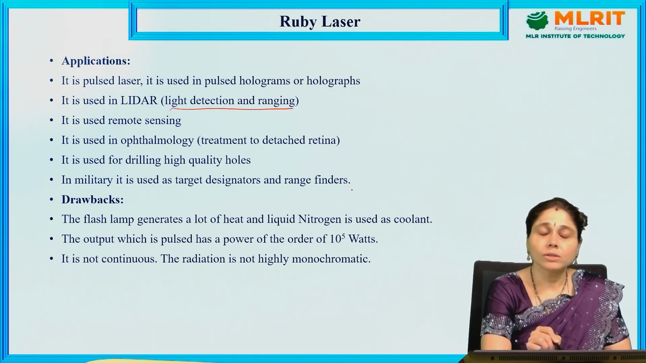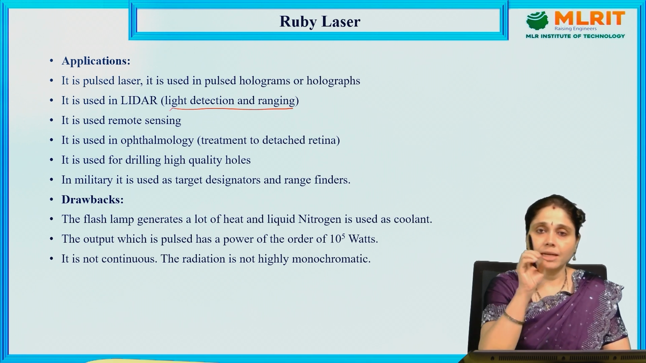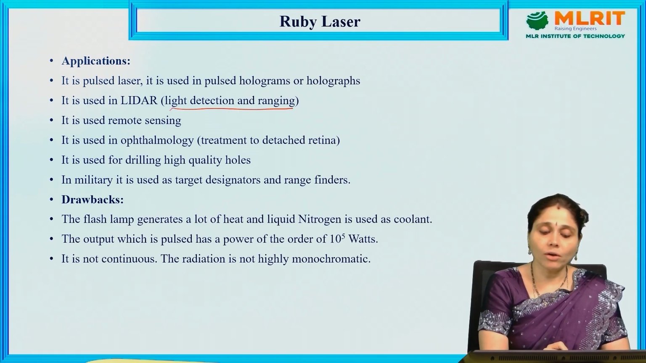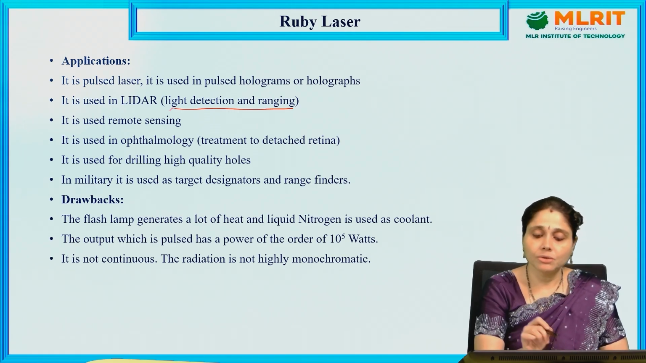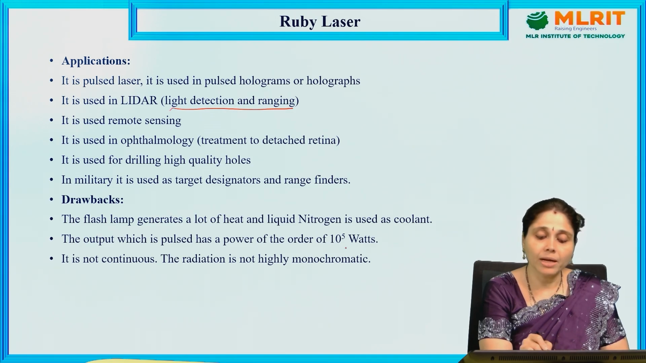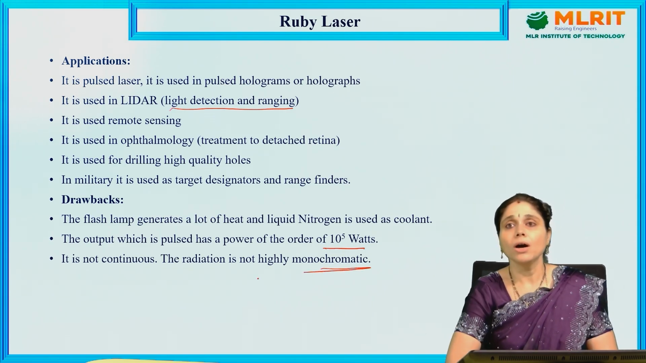Okay, so this Ruby laser is the first laser founded, and it will be coming in the form of pulses, flashes like that. Drawbacks: the flash lamp generates a lot of heat, and liquid nitrogen is used as a coolant. The output, which is a pulse, has a power of the order of 10 to the power of 5 watts. It is not continuous. The radiation is not highly monochromatic. These are the drawbacks of the Ruby laser.